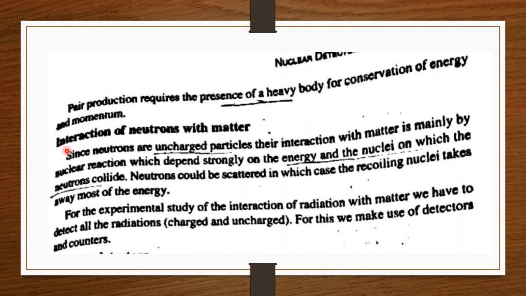The third category is interaction of neutrons with matter. Since neutrons are uncharged particles, their interaction with matter is mainly by nuclear reaction, which depends strongly on the energy of the particle and the nuclei on which the neutron collides. So it depends on two factors. One is the energy of the incoming neutron. Second is the nuclei on which it collides. Neutrons could be scattered, in which case the recoiling nucleus takes away most of the energy.